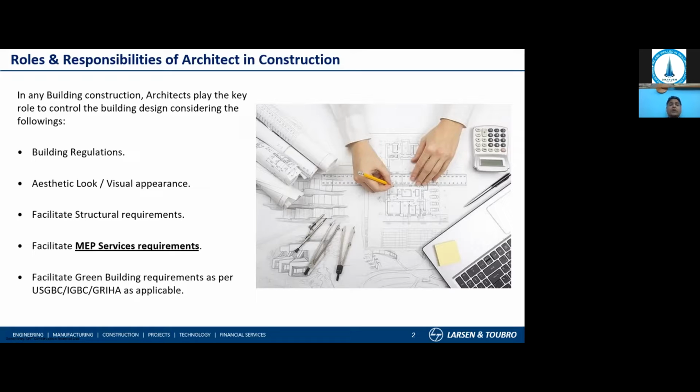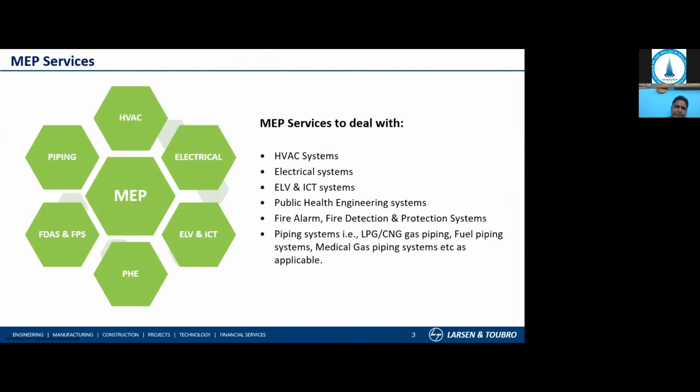In addition to that, all buildings now come with green building requirements, where they have to comply with USGBC, IGBC, GRIHA, and ECBC norms. So architects play a very vast role, and they have to ensure that they take all the people along together and ensure that a coordinated, functional building is handed over to the end customer, where he makes a profit out of it. So with this role and responsibility, we will get into today's session.